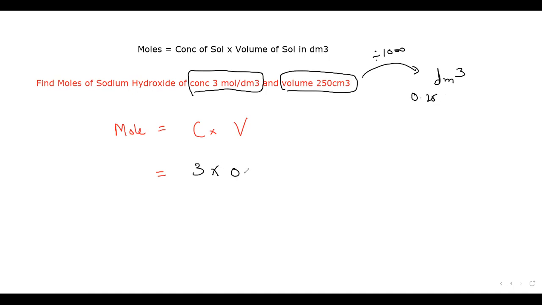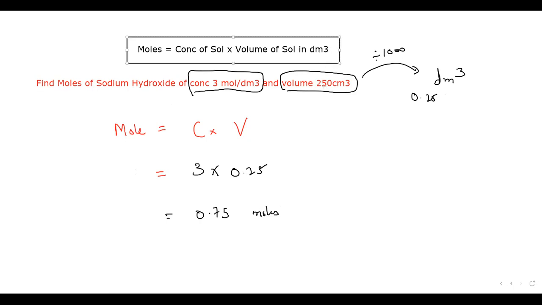So the volume is actually 0.25. So 3 multiplied by 0.25 is equal to 0.75 moles. Is it clear? This example shows how we can use the second formula to get the moles from the concentration and volume.